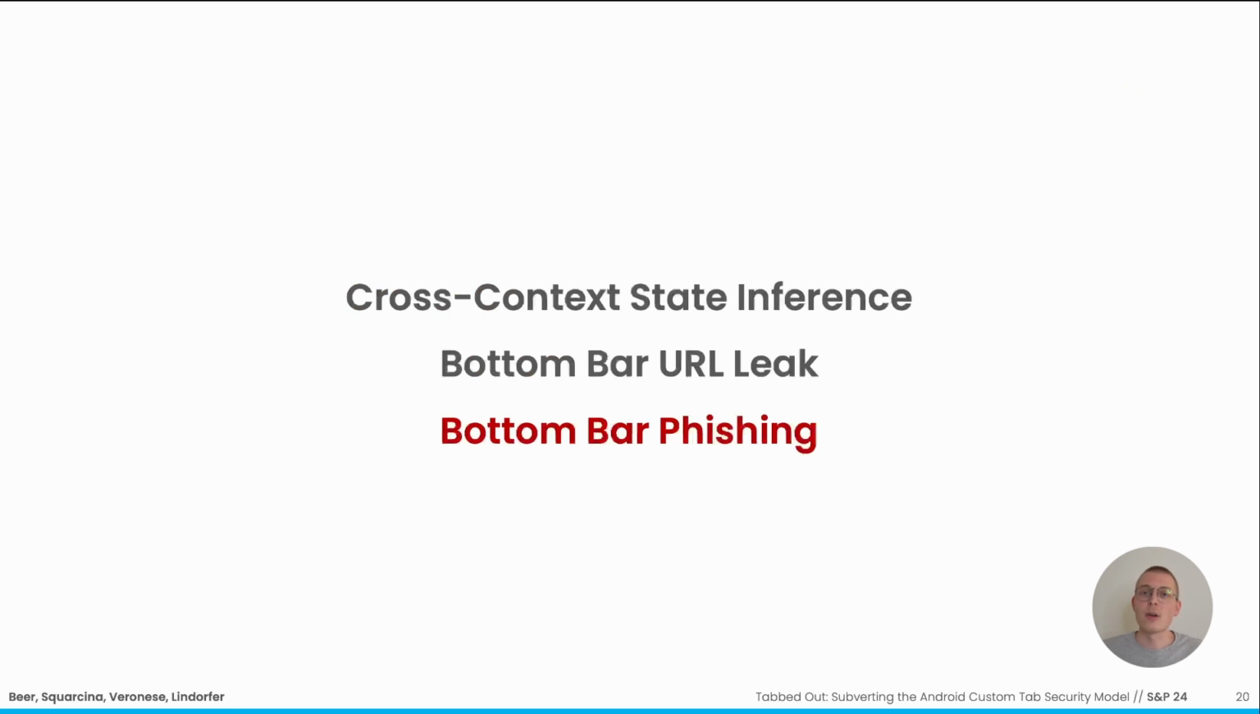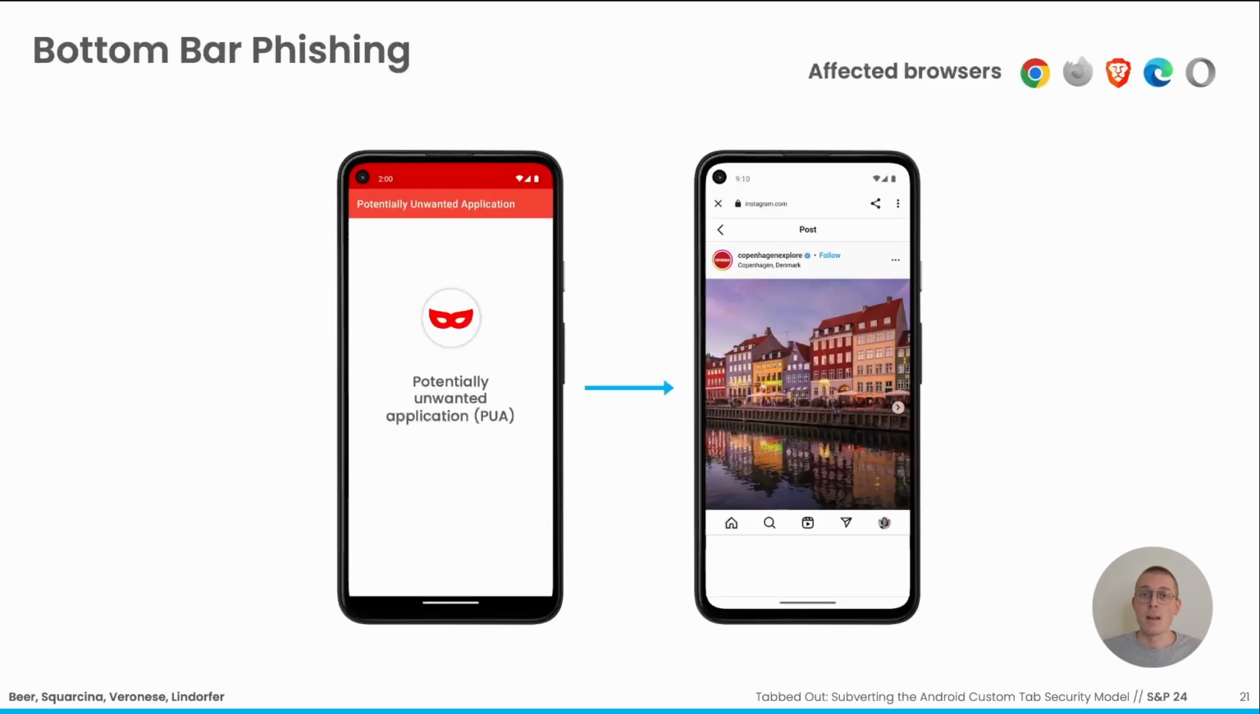The last attack that I want to talk about is the bottom bar phishing attack. The bottom bar phishing attack is not a cross-context leak related attack, but it is, as the name already suggests, a phishing attack. So imagine that we have an application that contains a link to a post on Instagram. When the user clicks this link, the user is redirected to this Instagram post in a custom tab.